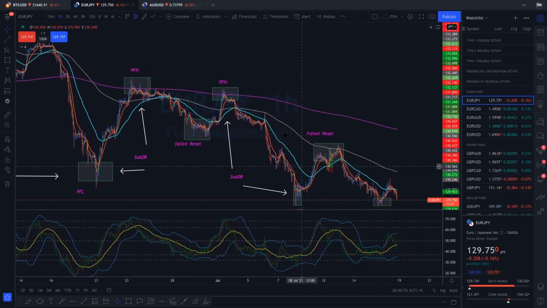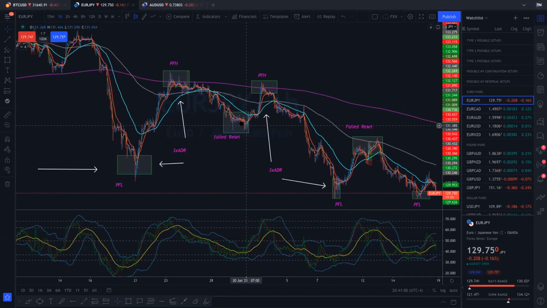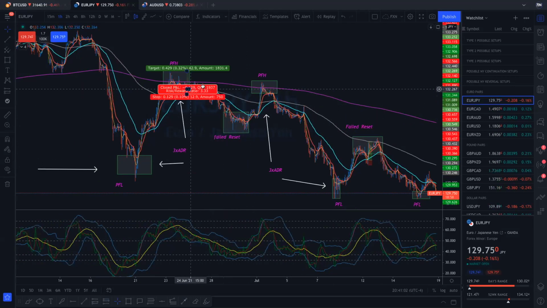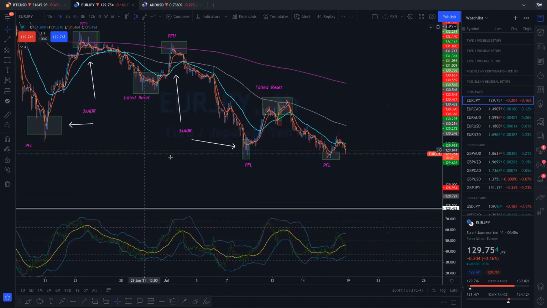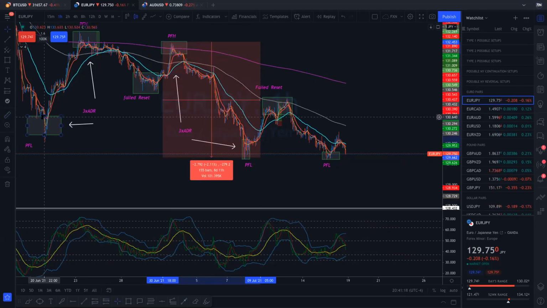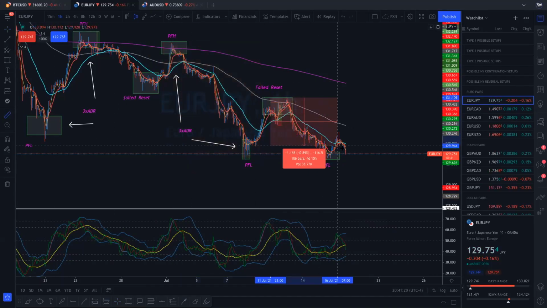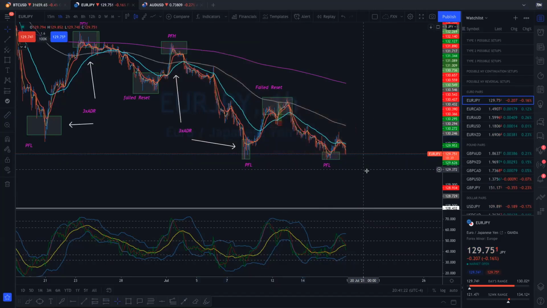When you have the EMAs in your favor here, you'll be able to use the 200 here. This one here on this failed reset, you can't use the EMAs obviously because the EMAs are above you, and the reset would be happening here, going up, but it didn't. It failed again, and then it dropped 3 times ADR. So I think this is close to 300. That's nowhere near.